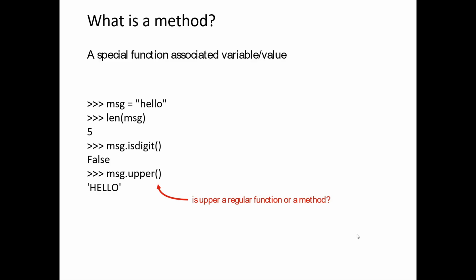All right, so by just looking at this, we can see that this is a method because of the way it's called. Because it's a string with the dot operator and then the name of the function, this is going to make this a method that's going to be specific for working with strings. It's not a generic regular function.